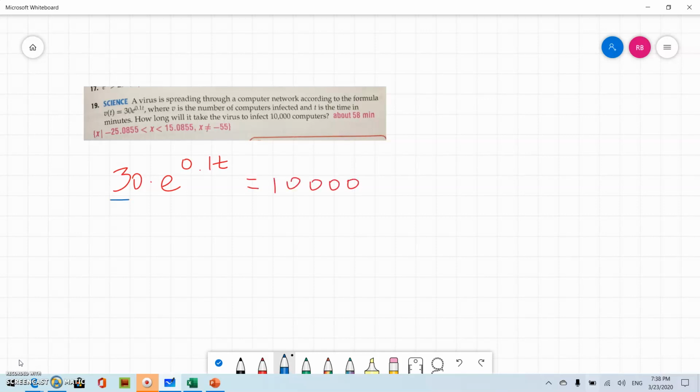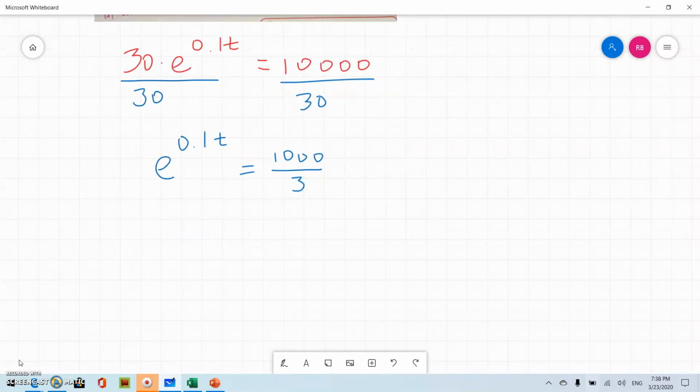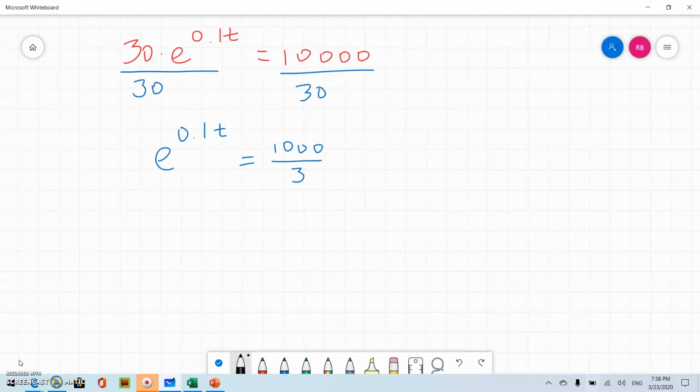So we solve it by dividing both sides by 30. Then I have e to the 0.1t power, and the other side is this. Well, our goal is to get the t, and at this point, you can't get a t unless you use a logarithm, right? So we use ln.